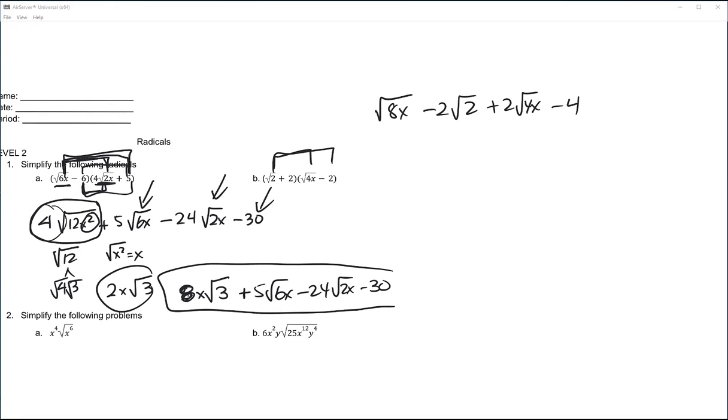Okay, so we can simplify this. Radical 8 is radical 4 times radical 2, so it'll be 2 radical 2x, right, because of this x, minus 2 radical 2. We can take out the 4, so that'll be plus 4 radical x minus 4.